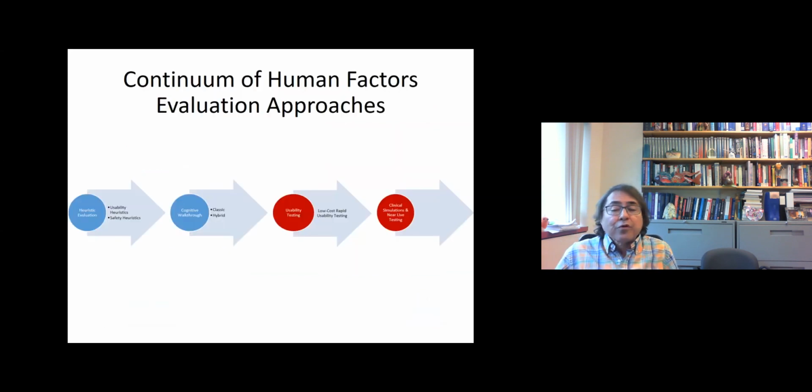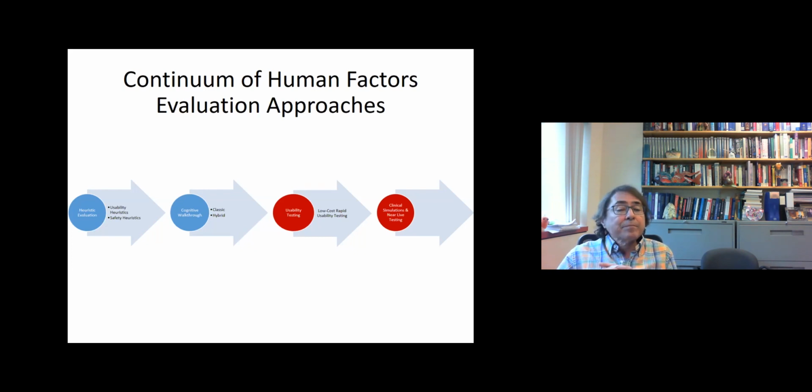So just to pick up from last week, there's a continuum of human factors evaluation approaches. And with some of the examples I'll talk about today, we'll talk about how in the same project or study we combine multiple approaches, or at least do them sequentially.